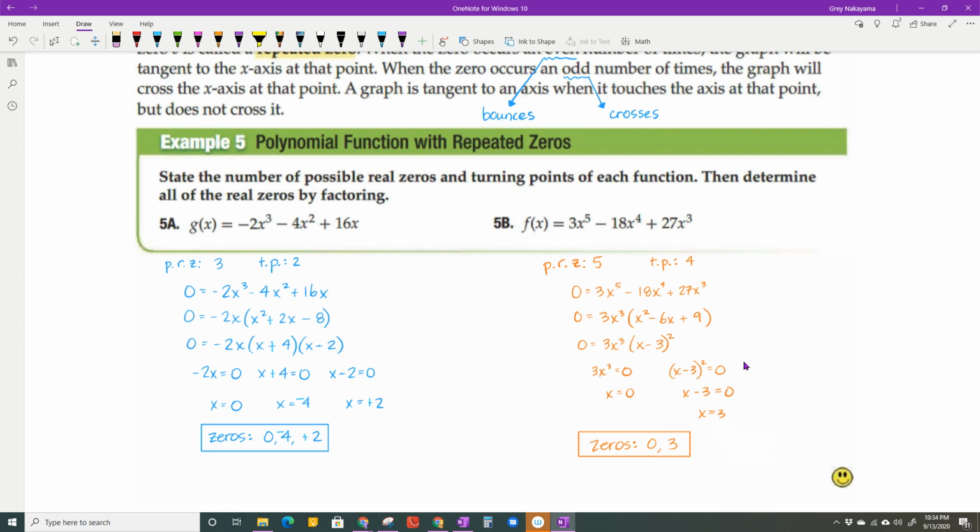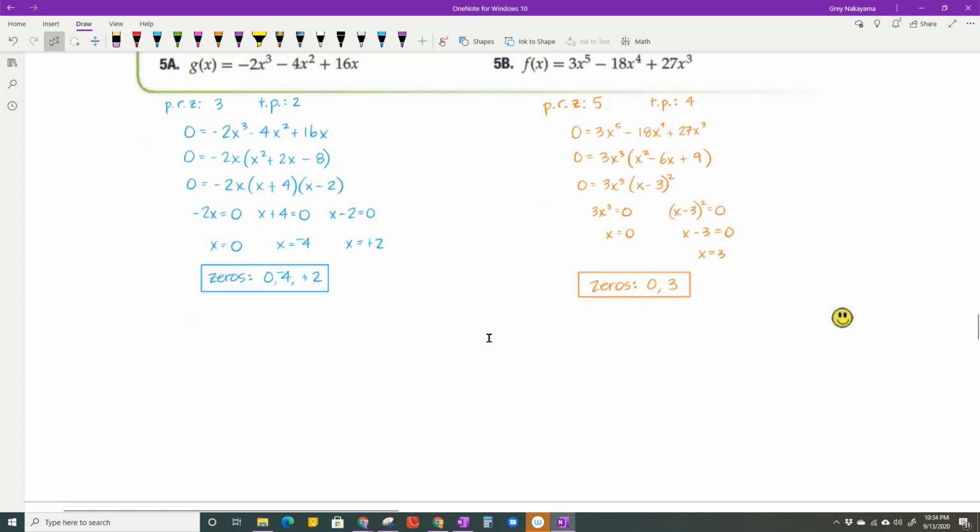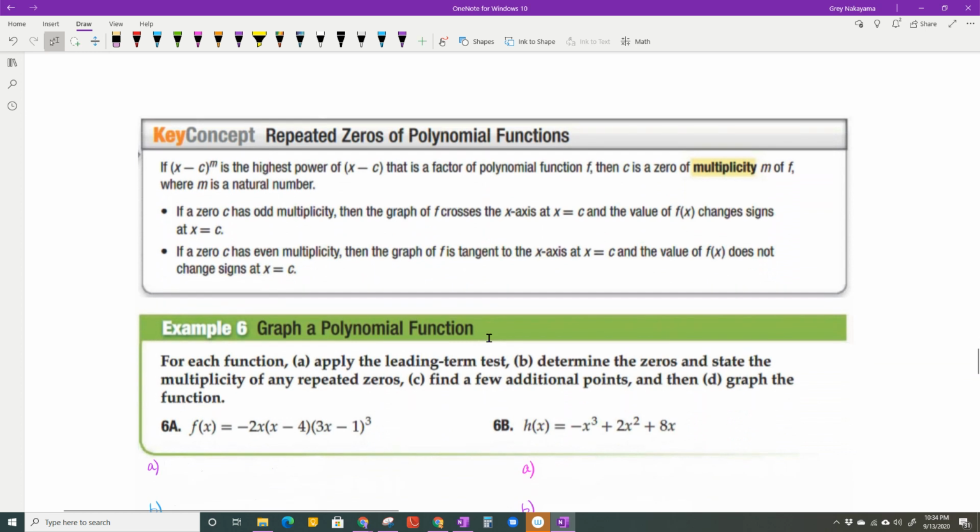And what's important about what we just talked about is that both of them are repeated zeros. Because that has an exponent of 3, that is a repeated 0. Because this has an exponent of 2, it is a repeated 0 also. So let's go look closely. The last two examples that I have to do, y'all, is putting this graph together.